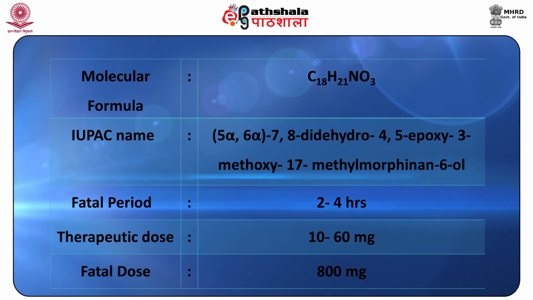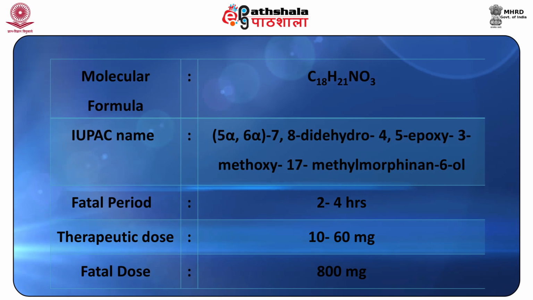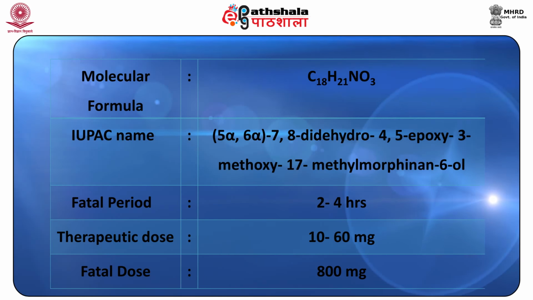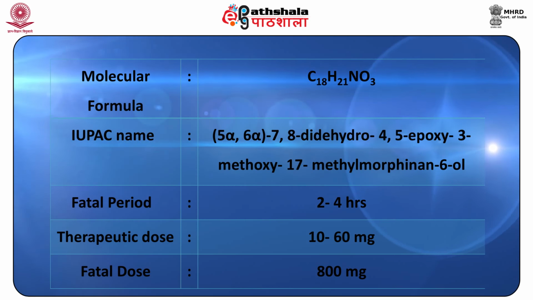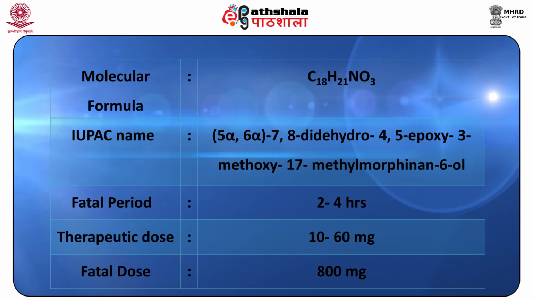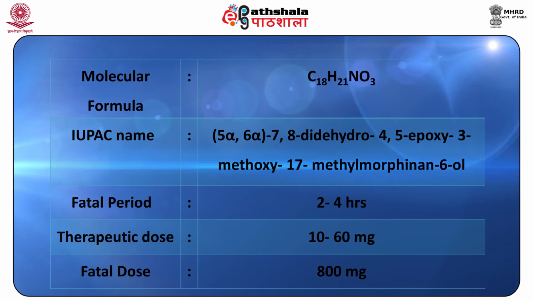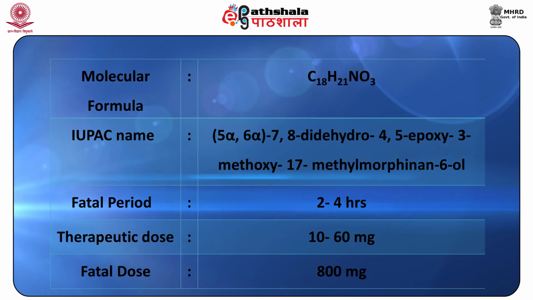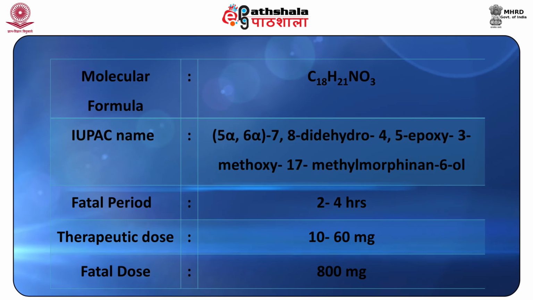The molecular formula of codeine is C18H21NO3. The IUPAC name is 7,8-dihydro-4,5-epoxy-3-methoxy-17-methylmorphinan-6-ol. Its fatal period is 2 to 4 hours and therapeutic dose is 10 to 60 mg. The fatal dose is 800 mg.